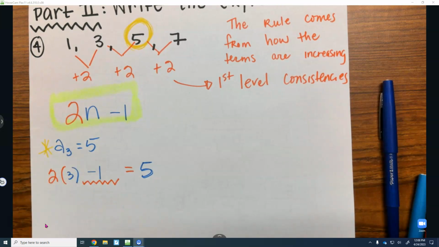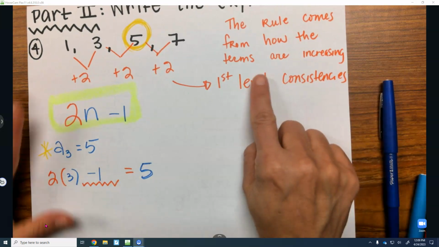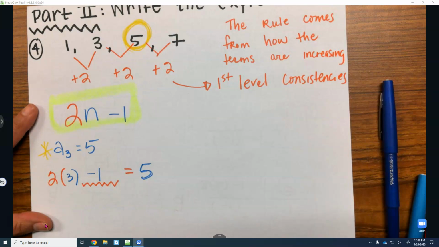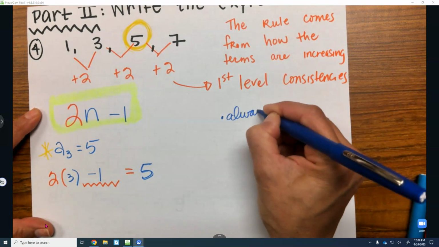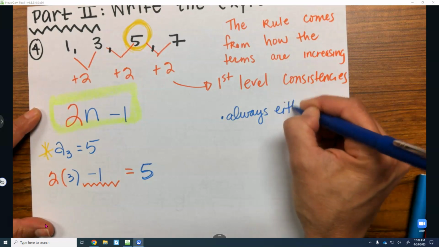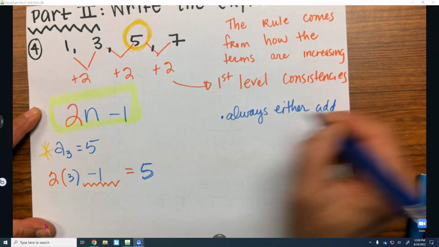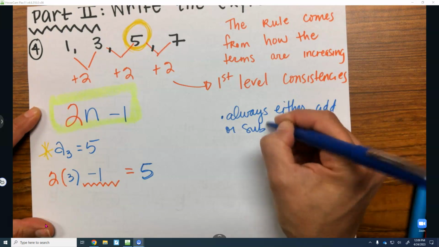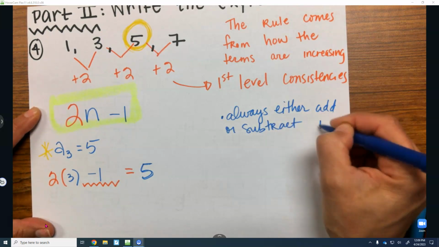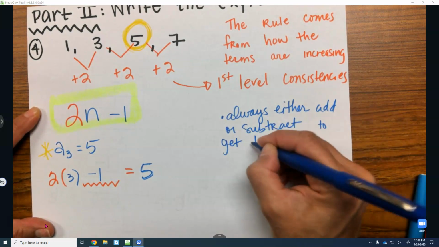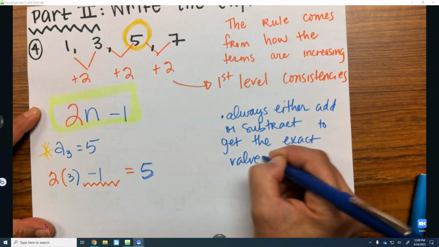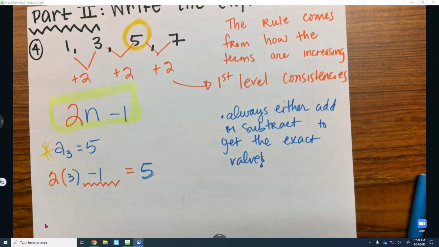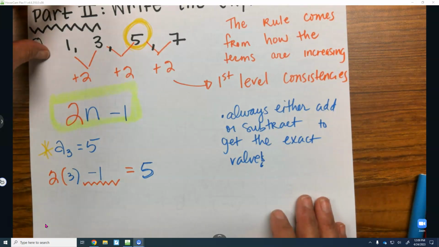All right, so remember, the rule comes from how the terms are increasing. And then, always either add or subtract to get the exact value. And it'll work for all of the terms in the sequence. Let's practice this again. Let's look at problem 5.